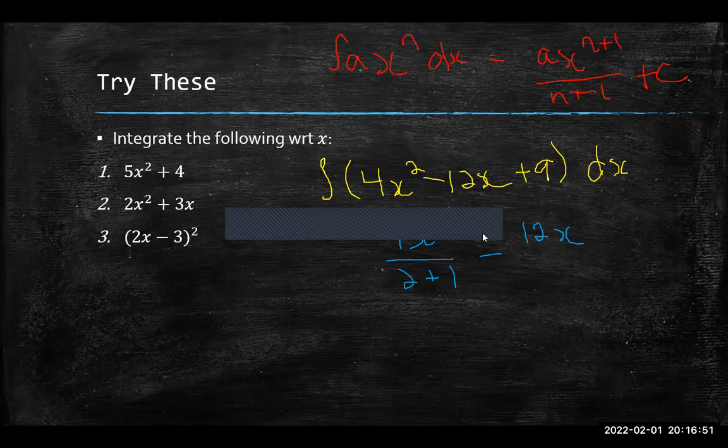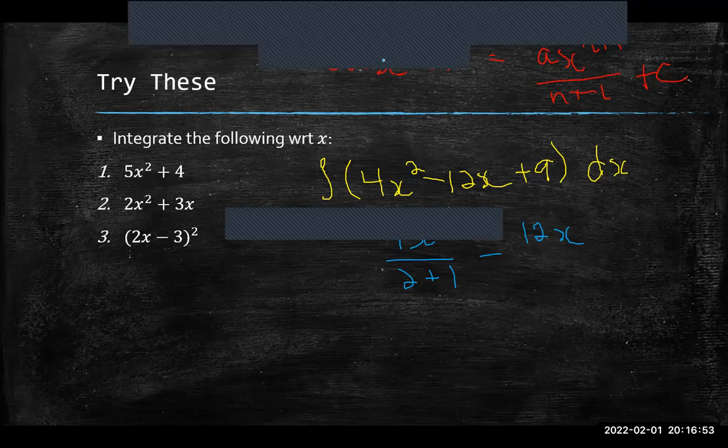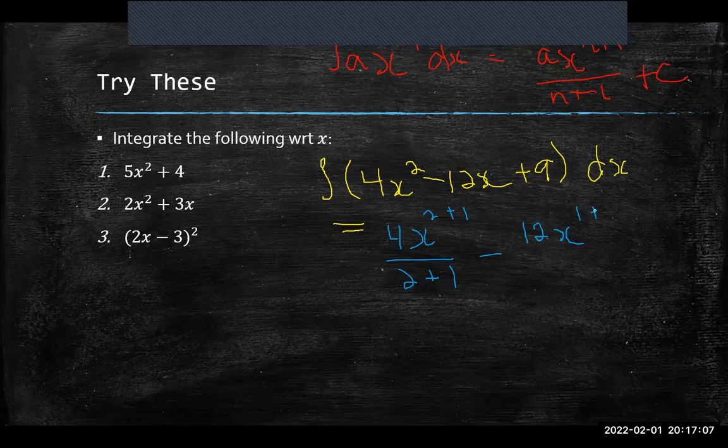We integrate each individual term. How do we do that? All we have to do is follow this rule here. So minus 12x. According to my rule, it's n plus 1, and in this case, it's implied 1 plus 1. And then you also divide by n plus 1. So that's 1 plus 1. I integrate the final term.